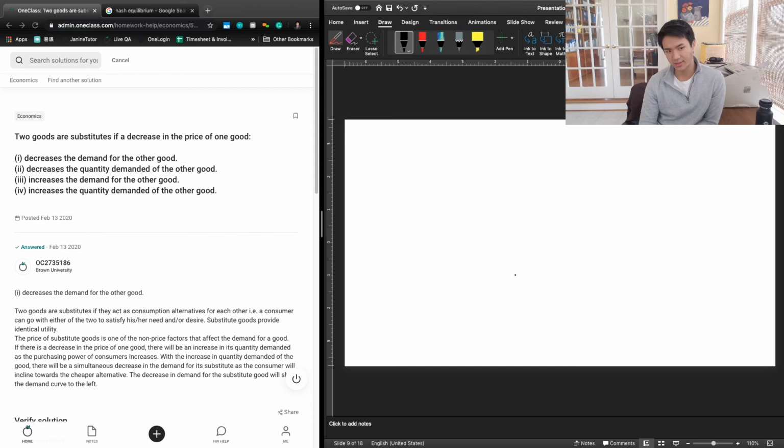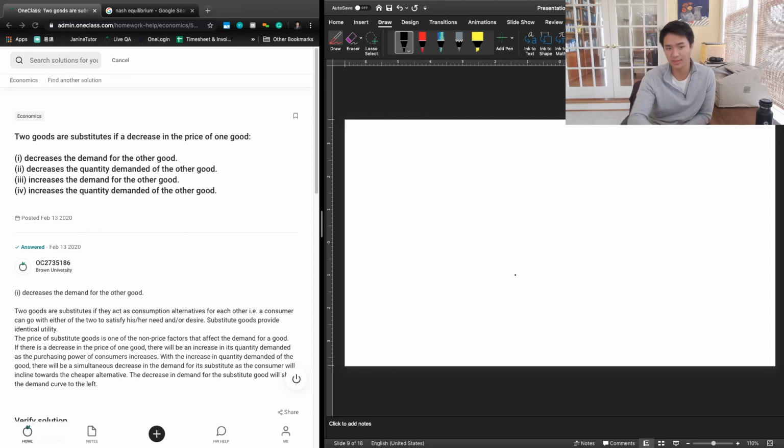And the other question is, is it going to increase or decrease demand? So a substitute is essentially saying that these goods are interchangeable. So if a decrease in price of one good occurs, that's going to increase the quantity demanded for that good, right? And that means if people are buying more of this good, there's less need for the substitute good.